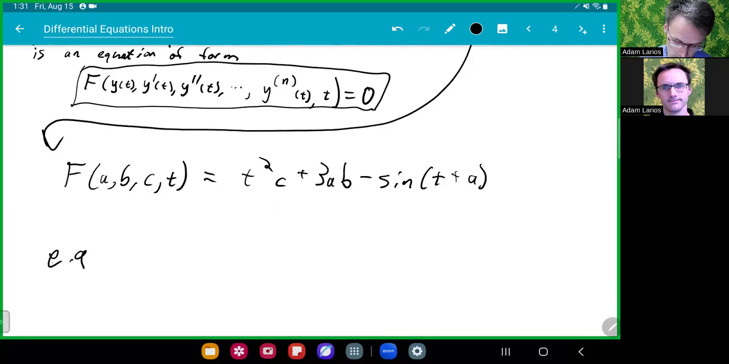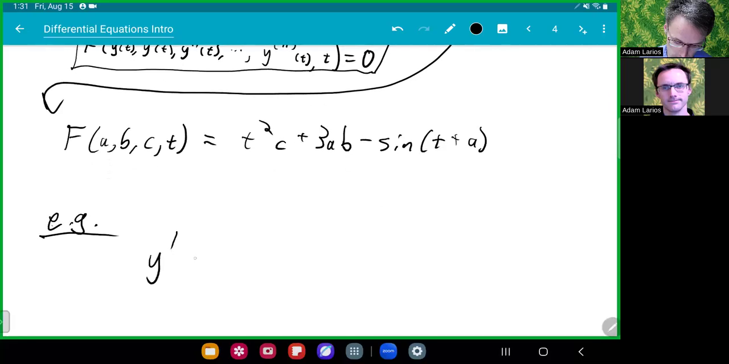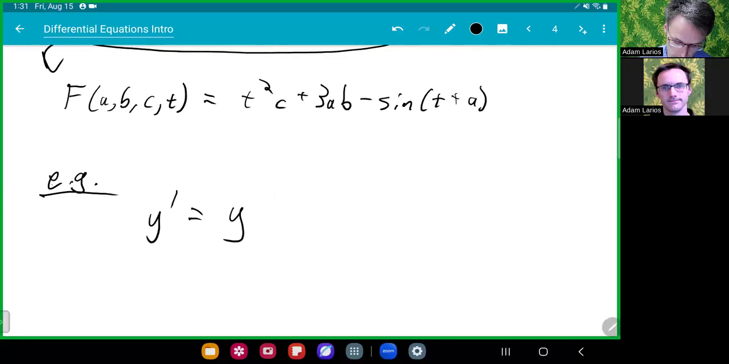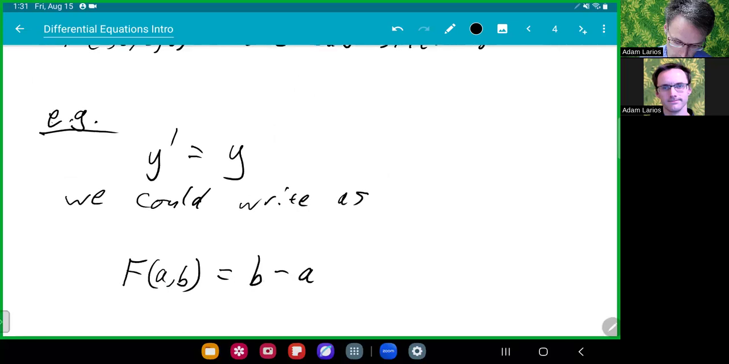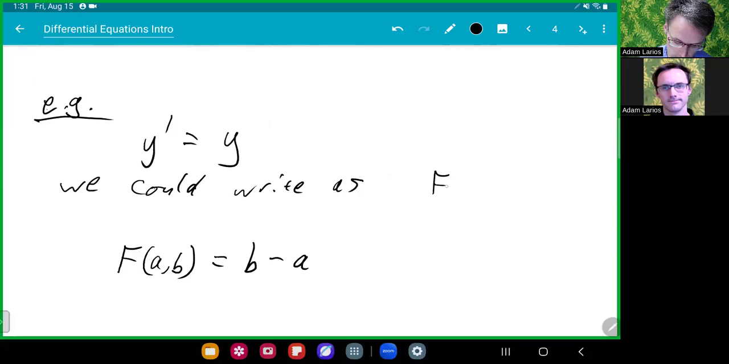So for instance, let's see another example. If we had that one we looked at a while ago, y prime is equal to y, we could write it as, let's see, so of course this would be y prime minus y. So we could write this as f of a, b would be b minus a. See, so we could write it as f of a, b is equal to 0, where the function would be b minus a there. In that case, y prime minus y. So that would be one way to write this equation.